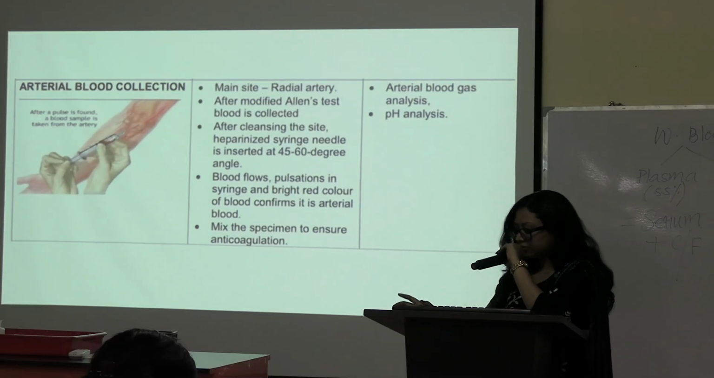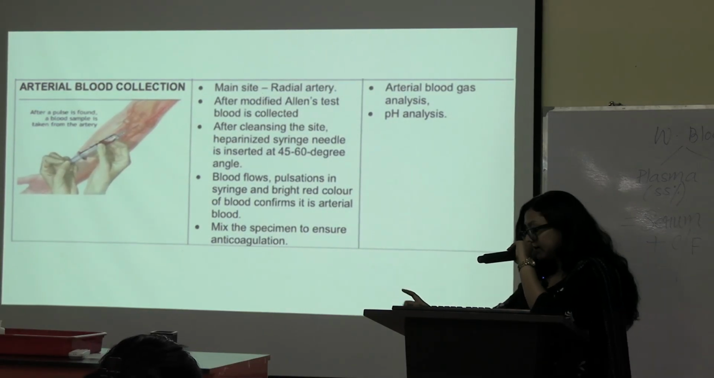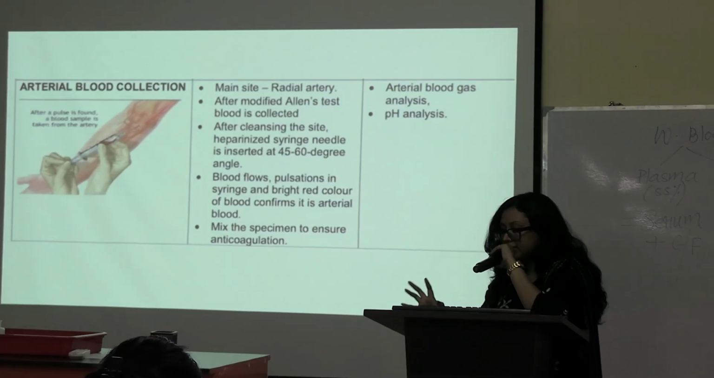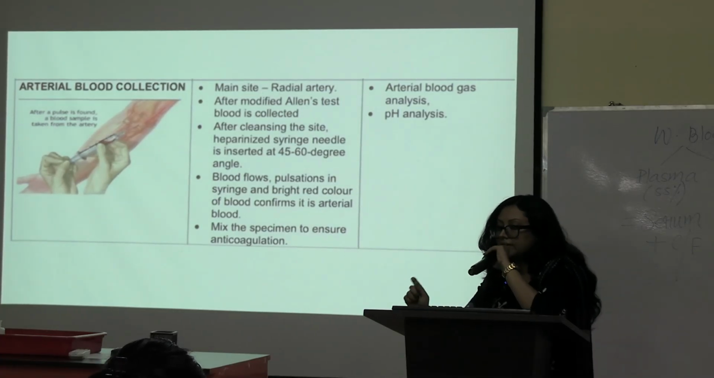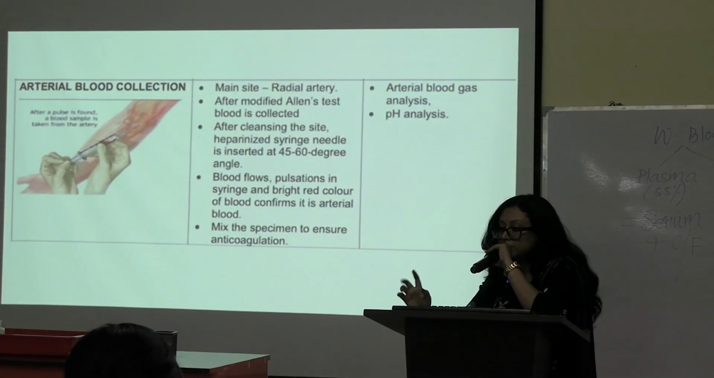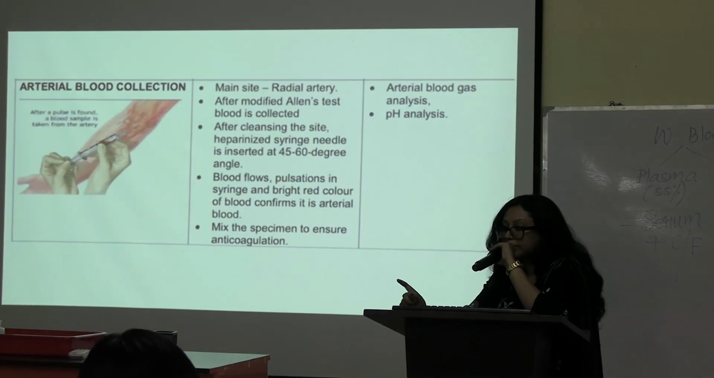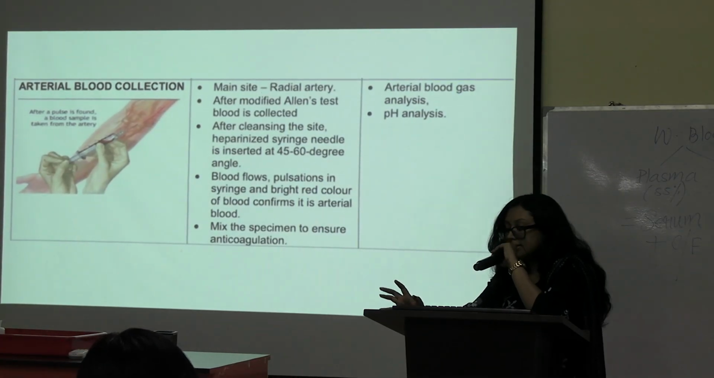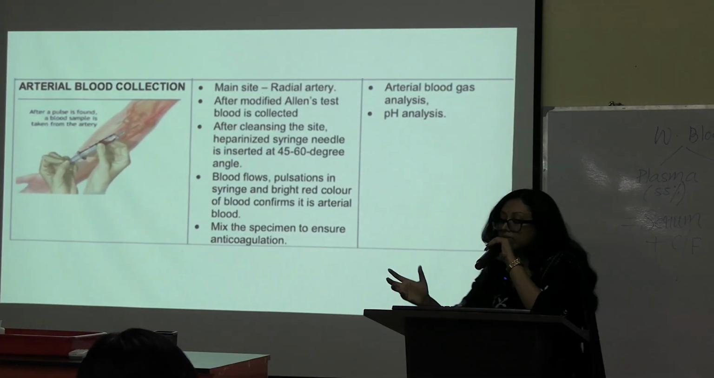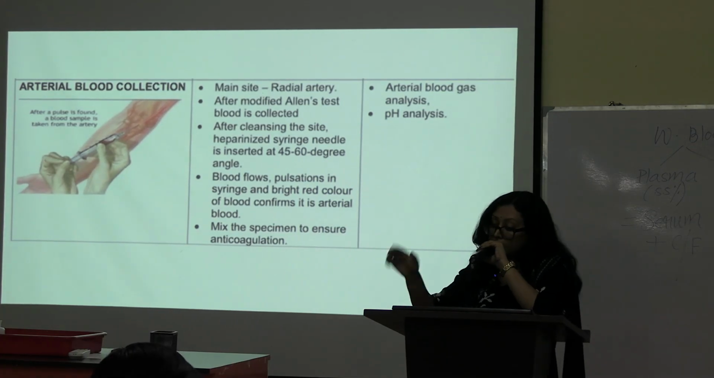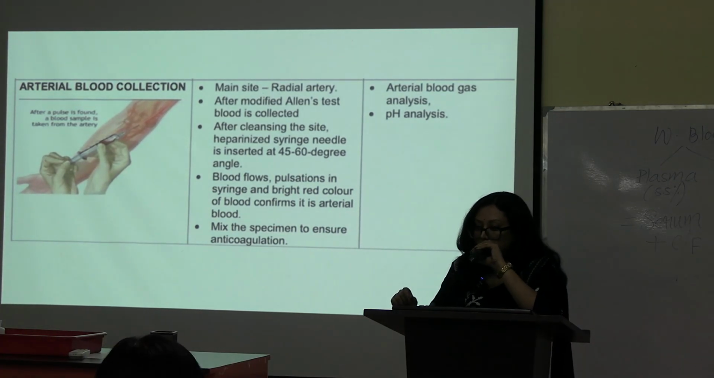Now for ABG, that is arterial blood gas analysis, the syringe which we are using is flushed with 0.5 ml of heparin. You remember, this is not the total concentration or total amount of heparin. It is just that the syringe is flushed with 0.5 ml of heparin.